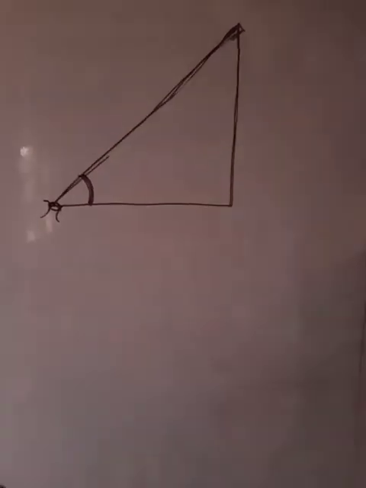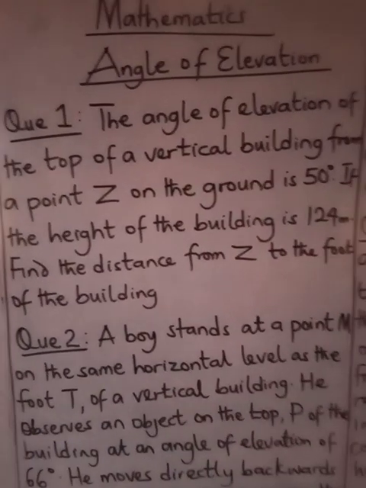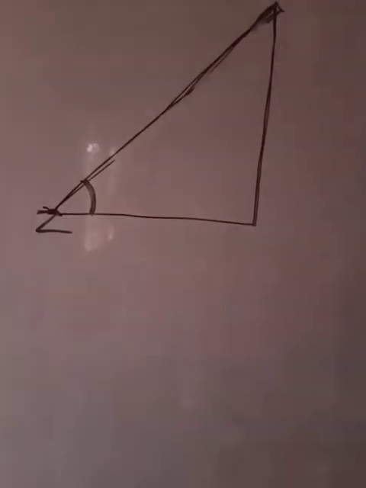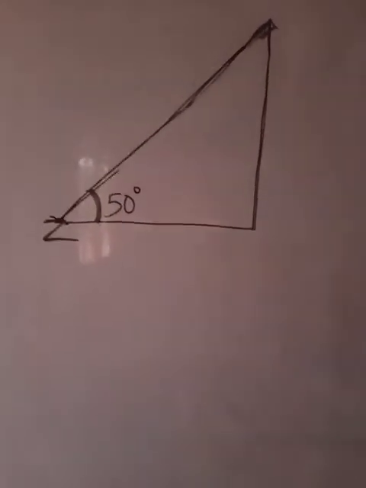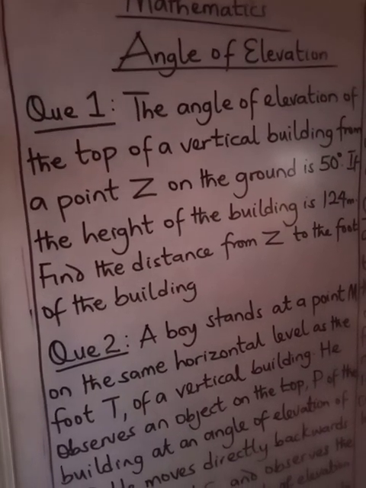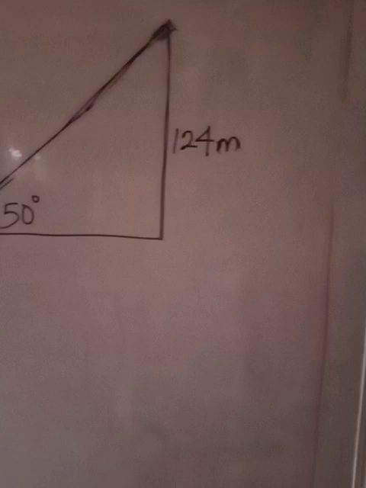So now let's check the question again. The angle of elevation of the top of a vertical building from the point Z, where your eye is, is 50 degrees. From the question, the height of the building is 124 meters. You have to find the distance.